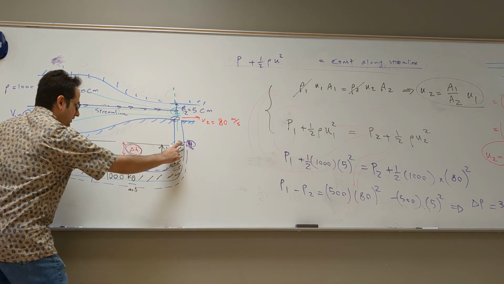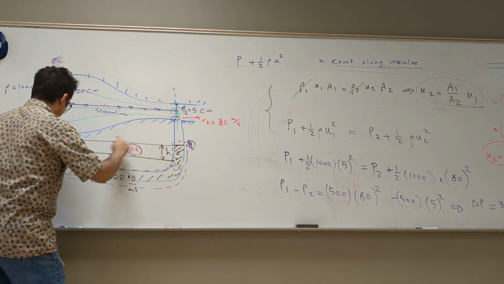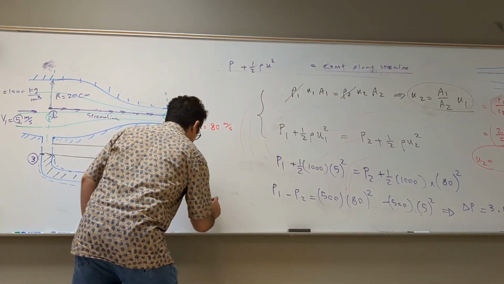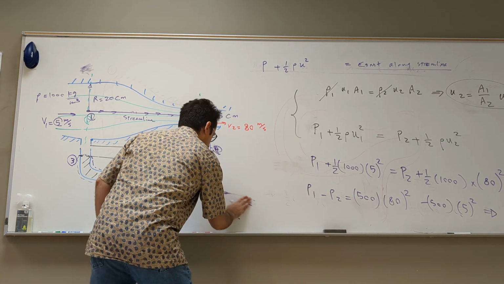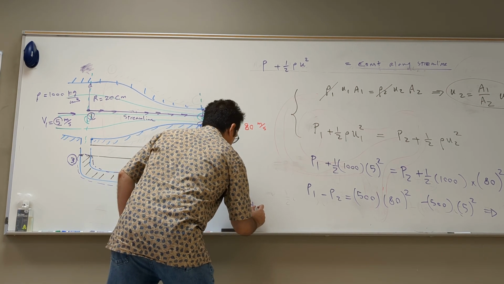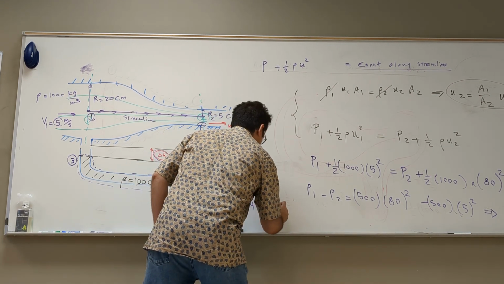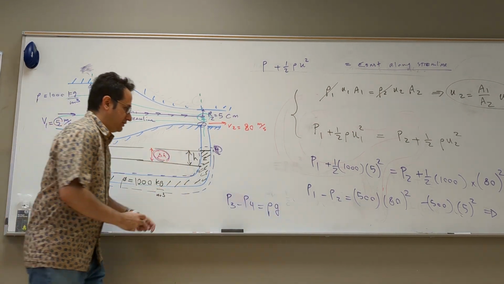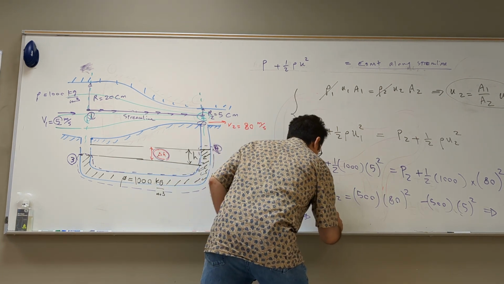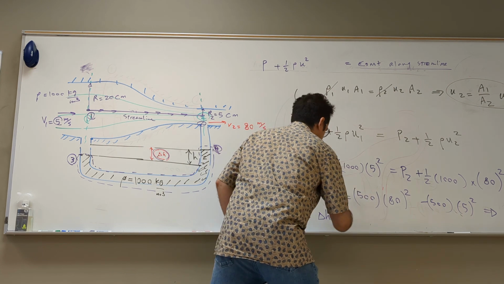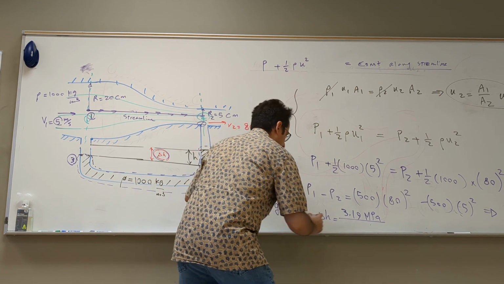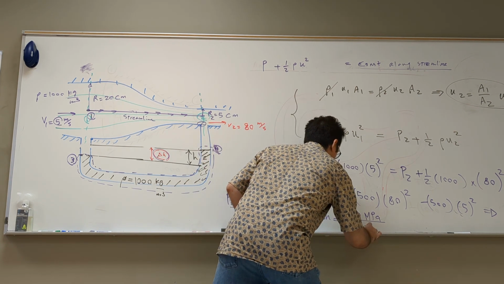So that means what? The delta P here, P4, look at this column. P4 minus P3. Put it like this, P3 minus P4 is equal to rho GH. Rho G, what H? Delta H. So that means delta H is equal to the delta P, which in that case is 3.19 megapascal, divided by rho 1000 times 9.81 G.